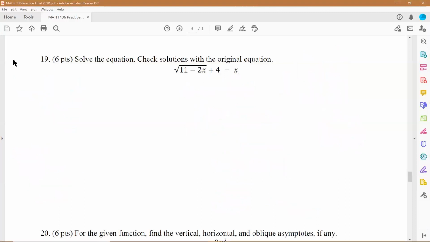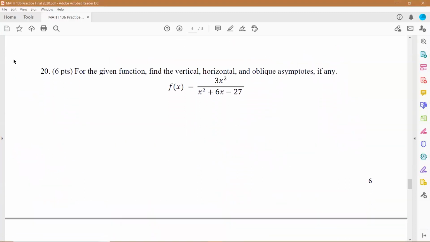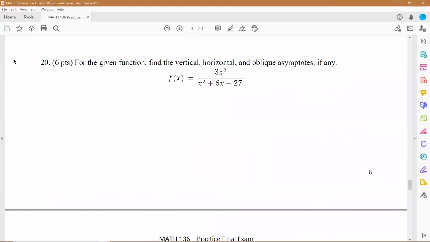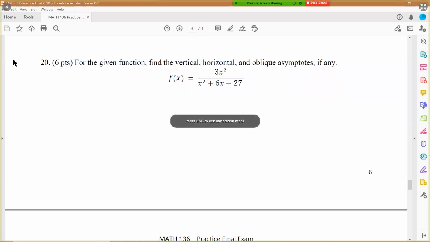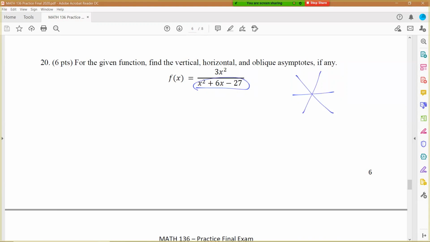Question 20, we did this last week. So remember, for asymptotes, for vertical, you're going to the denominator and you need to factor it. So go to the denominator, factor the denominator, this right here. It's just an asterisk problem. So 1, 1, 6, and negative 27.